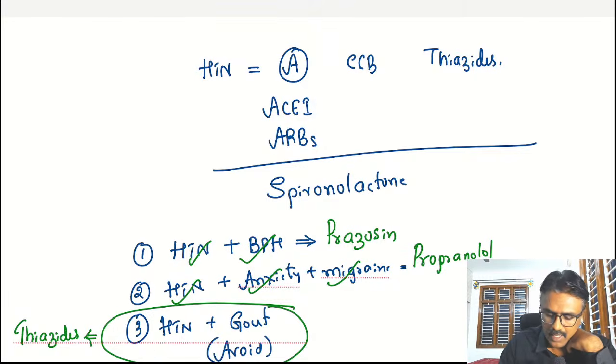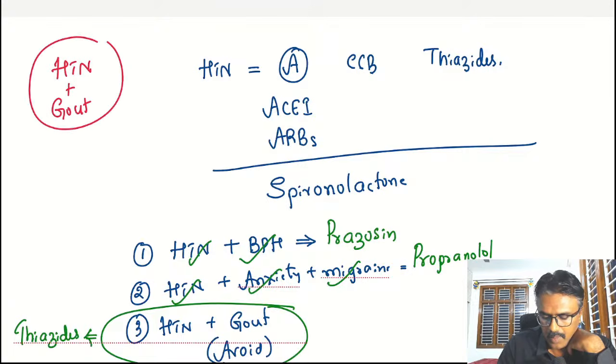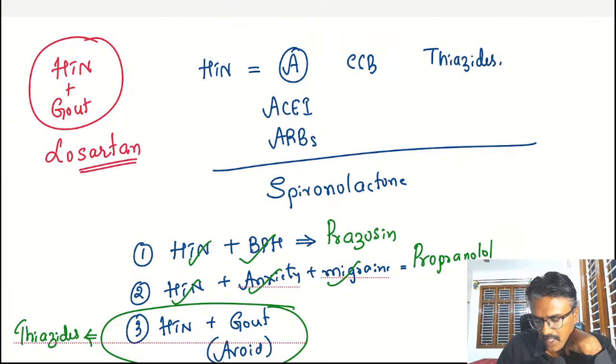But what can I do? In hypertension with gout, which one should I prefer, sir? The preferred one is losartan. The reason is that losartan lowers the uric acid. Remember the name, low: it lowers uric acid. Losartan can be preferred.